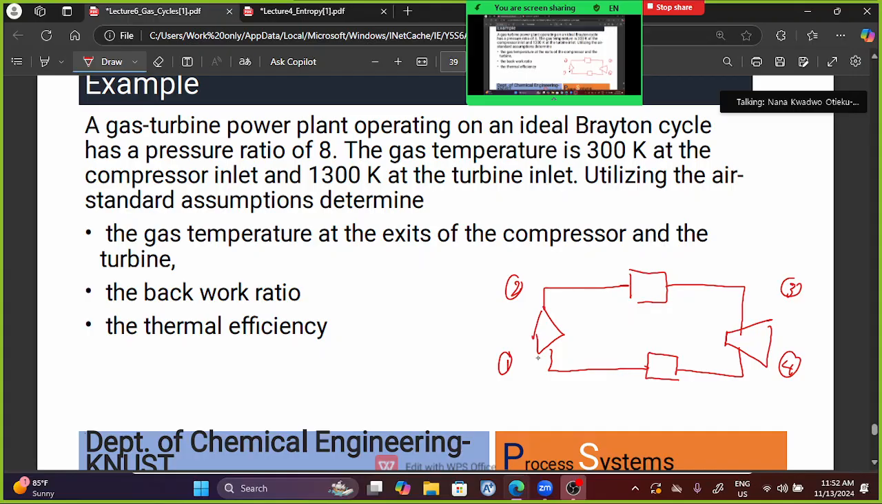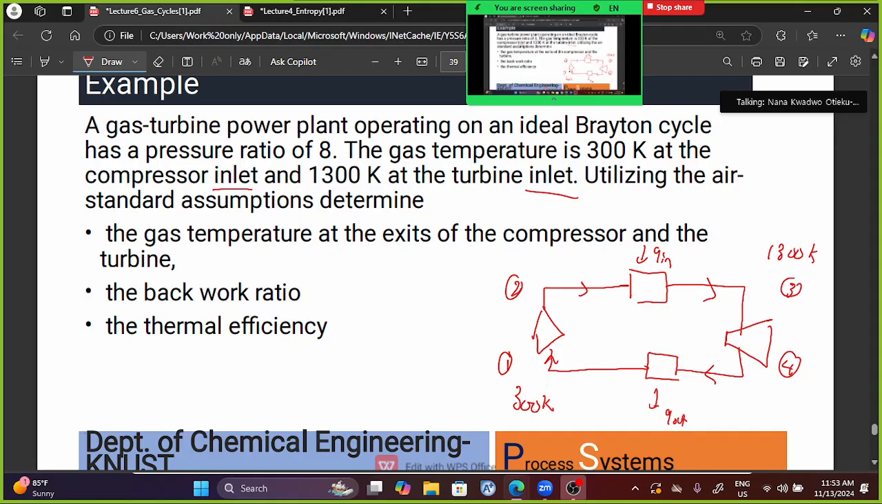Now the question told us, or let me write everything. So this side we had 300 Kelvin for T1. What's entering the compressor, compressor inlet, 300, and then turbine inlet, that's T3, right? So this side is at 1300 Kelvin. So we have it moving this way, right? And then we have here Q in, and then we have here Q out.